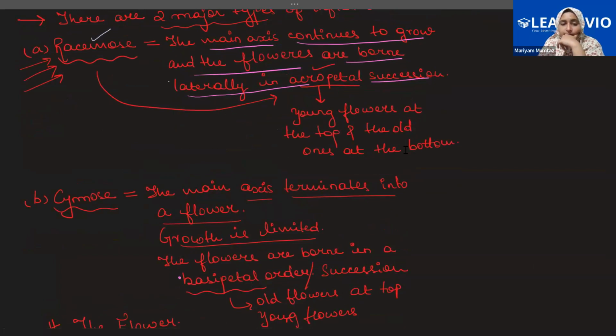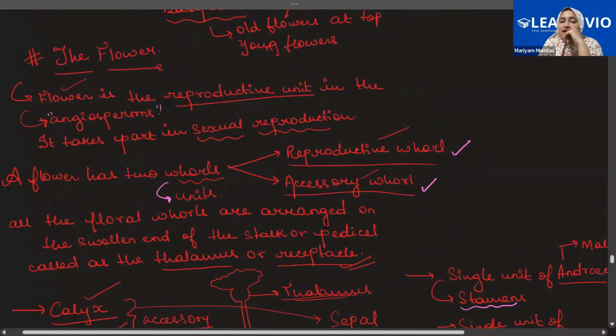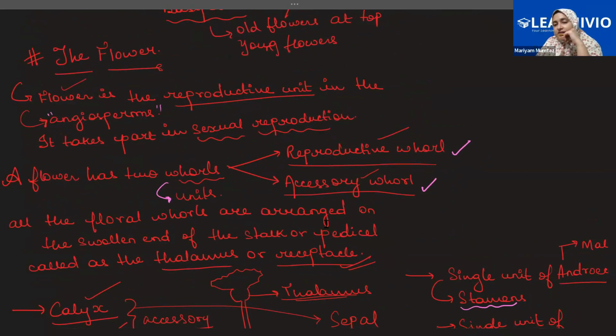Now moving forward, we'll talk about the flower. Now we know that just like any male or any female, they have certain reproductive structures present in their body, right? And those reproductive structures are responsible for performing reproduction related aspects. But in the case of plants, the flower is the reproductive organ.